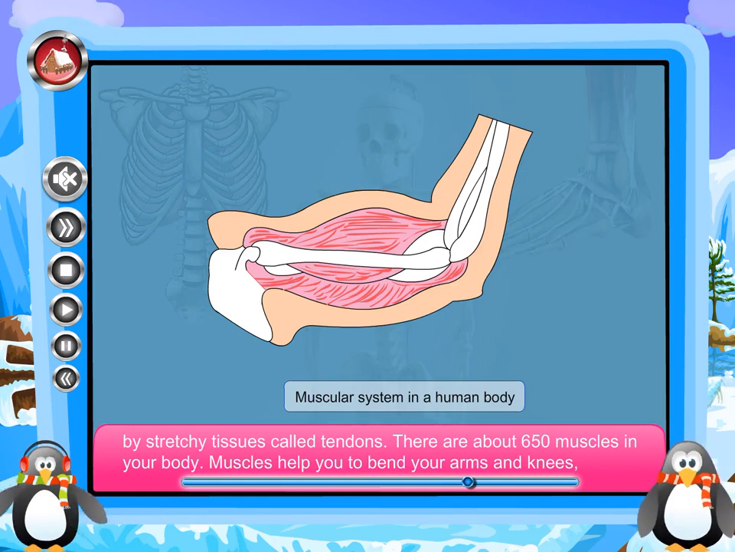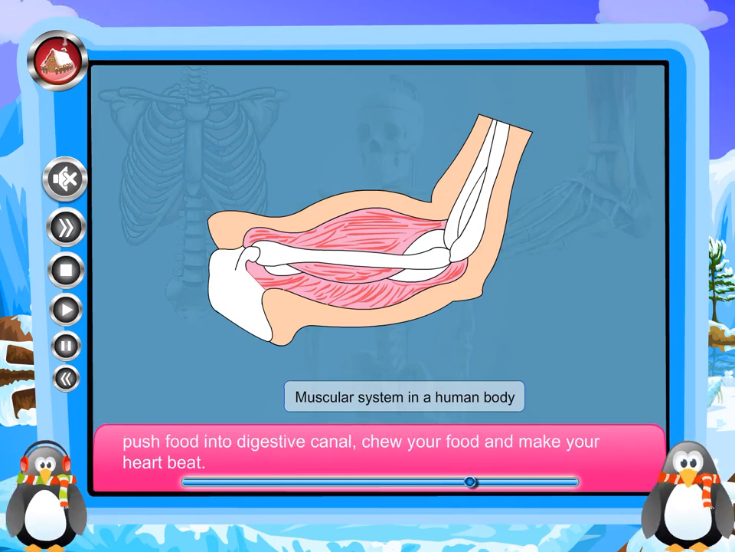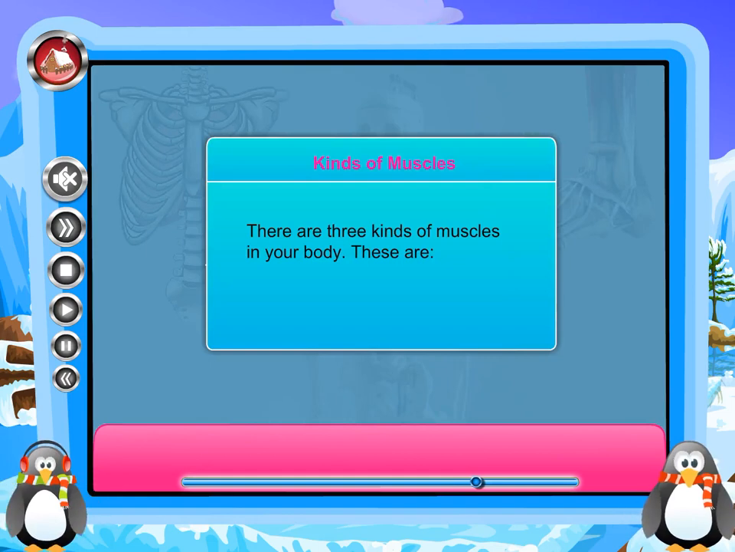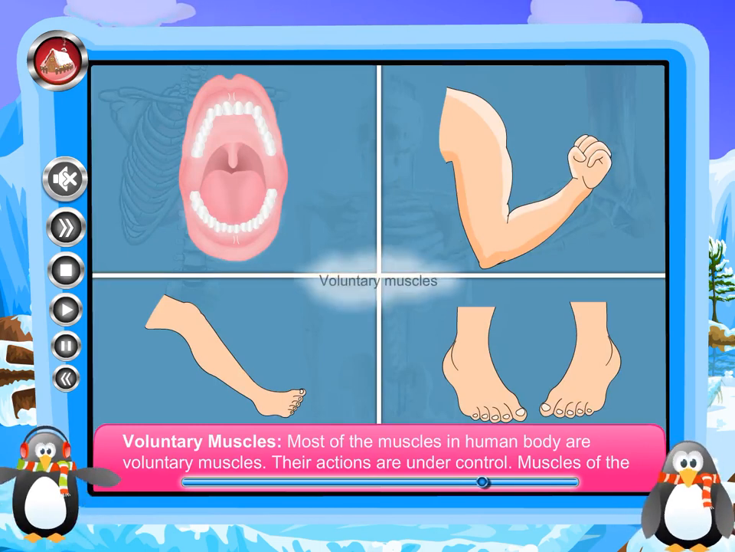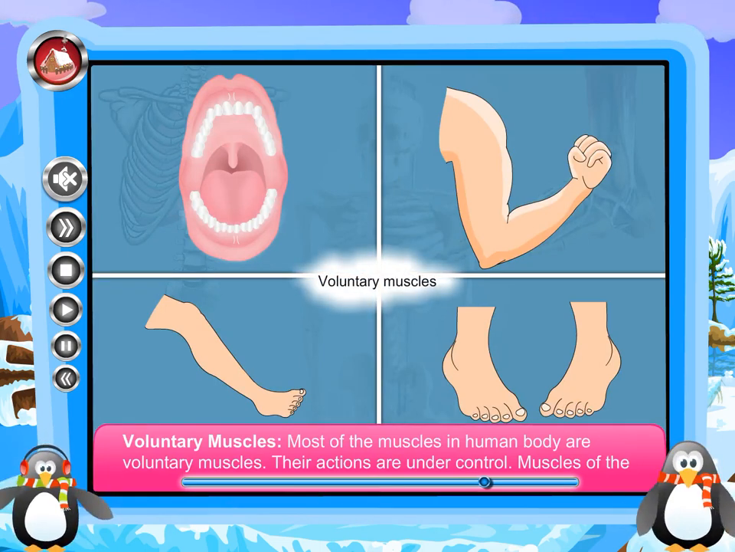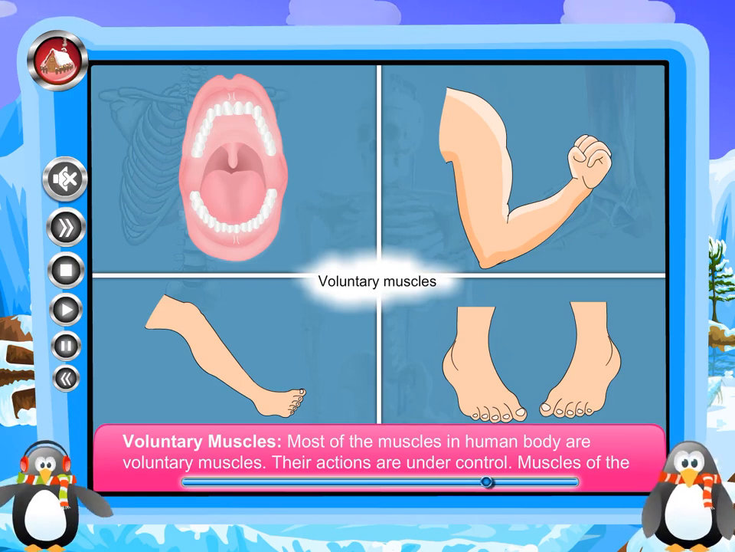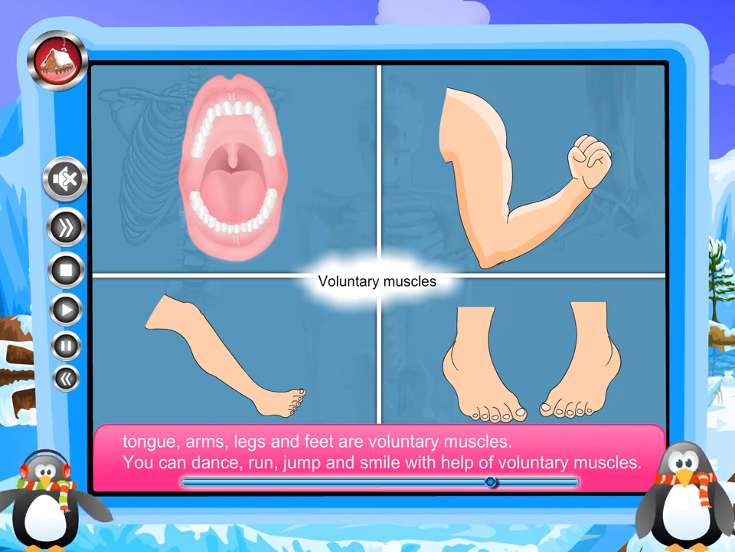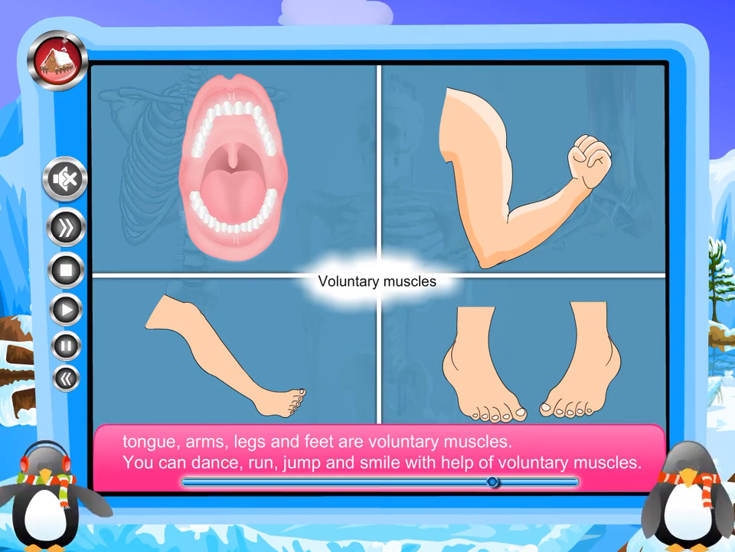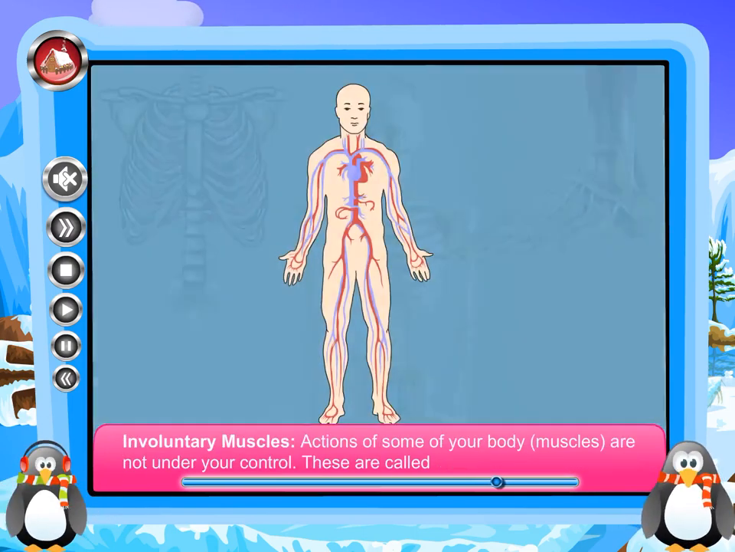Muscles help you to bend your arms and knees, push food into digestive canal, chew your food, and make your heart beat. Kinds of muscles. There are 3 kinds of muscles in your body. These are voluntary muscles. Most of the muscles in human body are voluntary muscles. Their actions are under control. Muscles of the tongue, arms, legs, and feet are voluntary muscles. You can dance, run, jump, and smile with help of voluntary muscles.